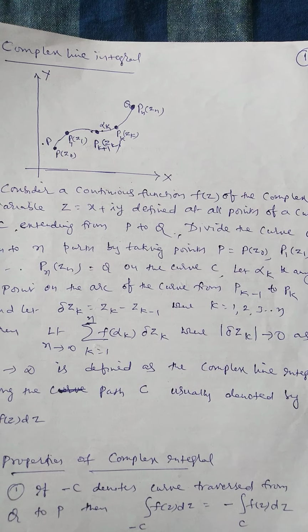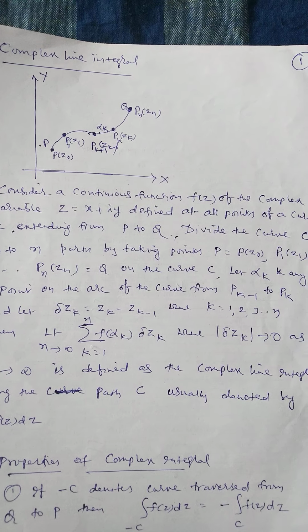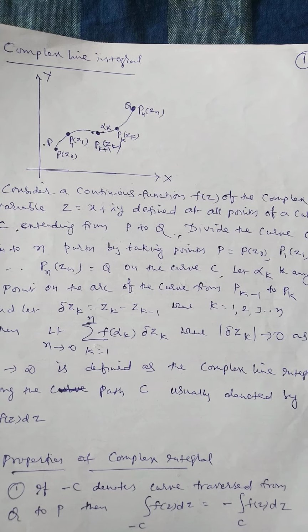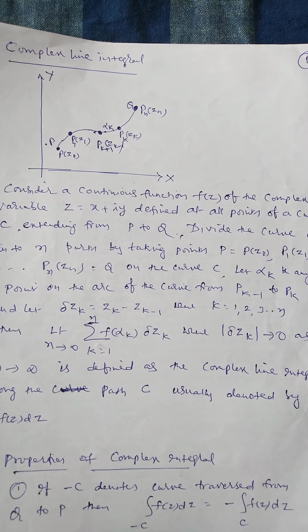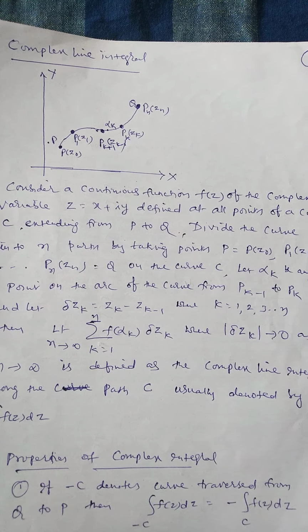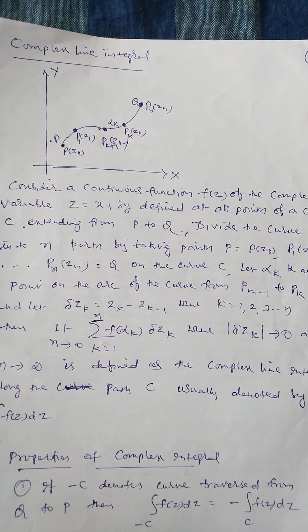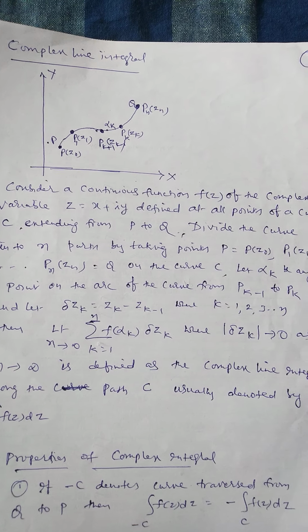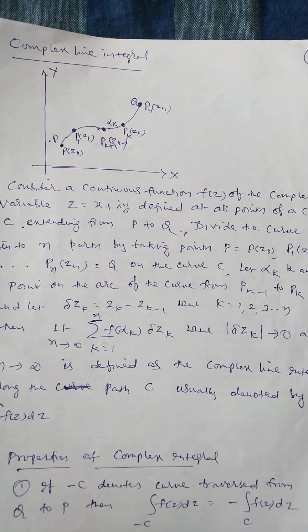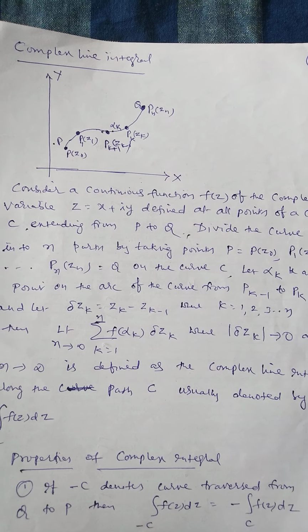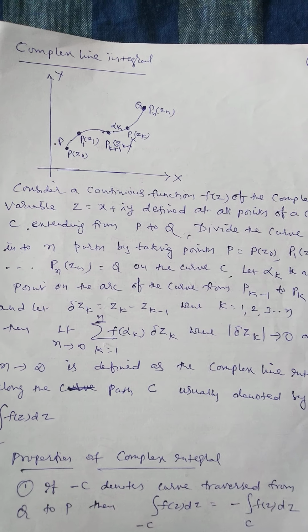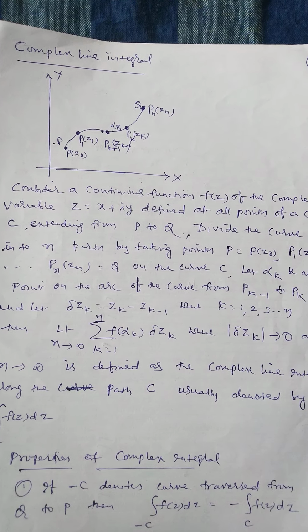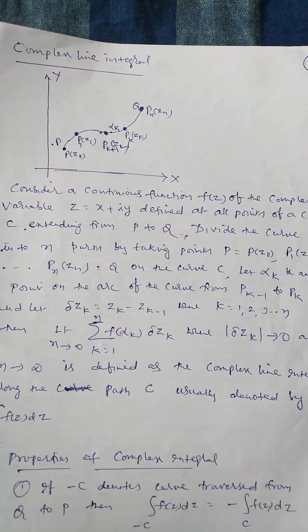I've written a graph. There we have a continuous curve extending from P to Q. There we have n number of points. Denoting P as P of Z naught, on the last point I am going to denote Q, nothing but P n of Z n. In between them we have P of Z1, P of Z2, P of Z3, P k minus 1 of Z k minus 1, P k of Z k. Likewise we have n number of points.